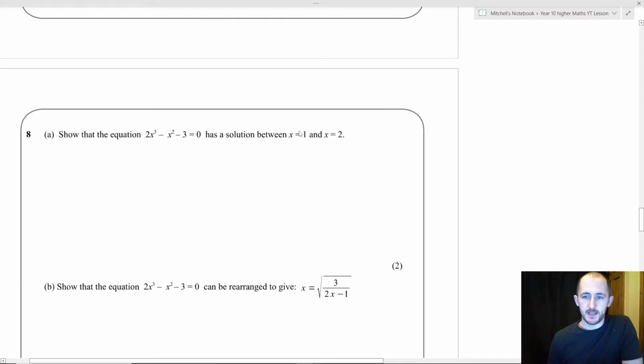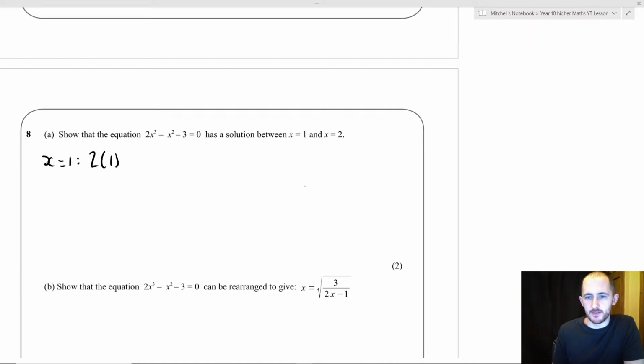So another kind of question they can give you. So show that the equation has a solution between x is 1 and x is 2. So again, this is a common thing that they ask you. Again, comes up again in A level, etc., etc. So, what you want to do here is you sub in the values for x. So when x equals 1, what does the equation give you?